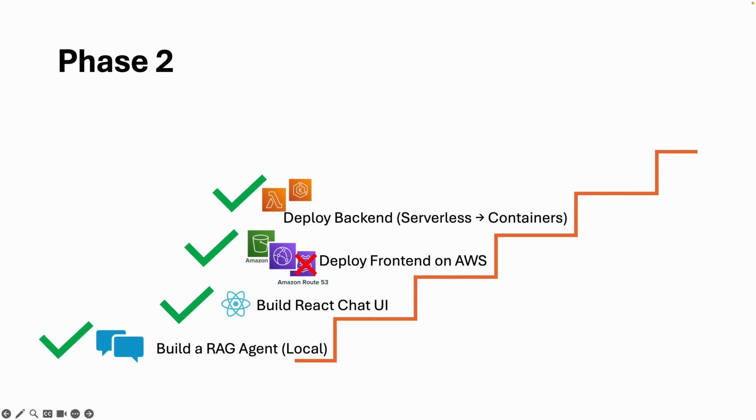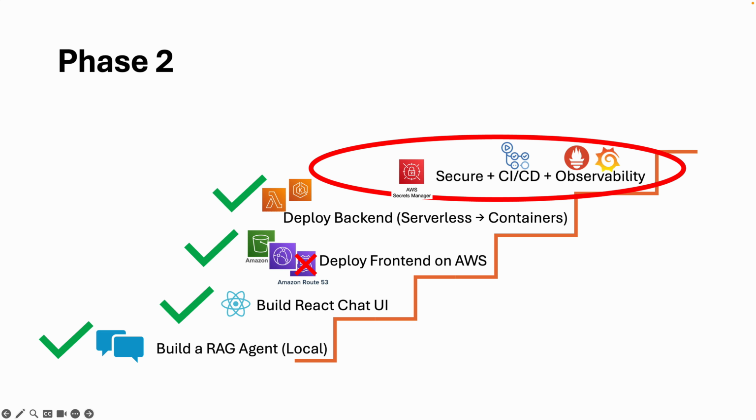So another step is completed. We have deployed our backend through Lambda as well as EKS. Now the next and very crucial step that comes into picture is observability. And of course, once everything works properly, we will move to CI/CD to automate deployments.